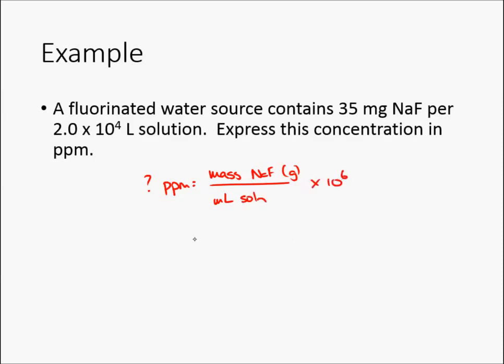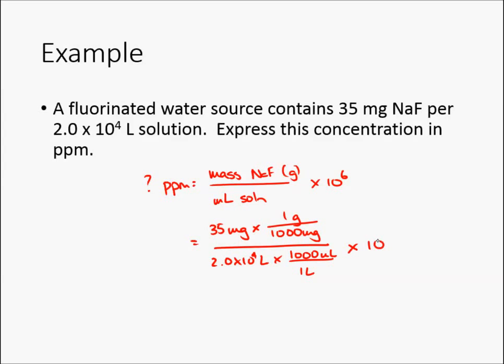I have 35 milligrams and I convert this to grams. So that's 1000 milligrams in 1 gram over milliliters of solution. So I have 2.0 times 10 to the 4 liters, and I convert from 1 liter to 1000 milliliters. Now I multiply all of this by 10 to the 6, and this gives me 0.0175 ppm as my concentration.